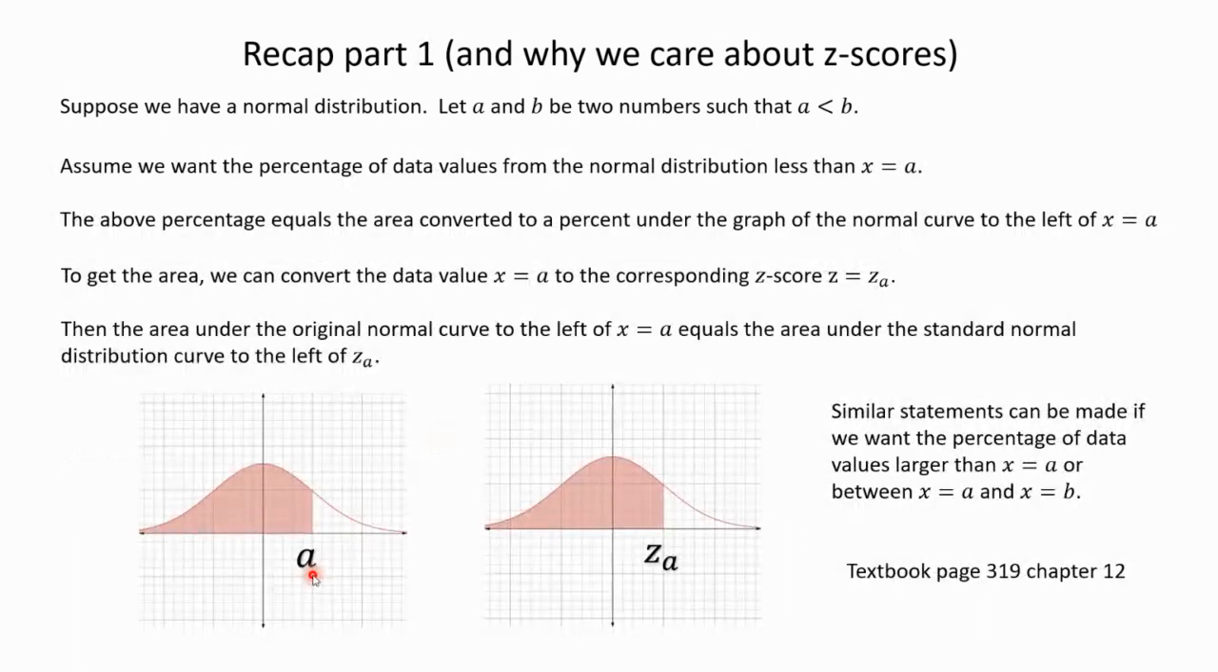The whole idea is you're converting the data values to the standard z-scores. You're getting the corresponding area under the standard normal distribution curve. Now, this isn't easy to calculate, but we don't have to do it directly. We have Desmos, as you'll see. We also have the textbook.